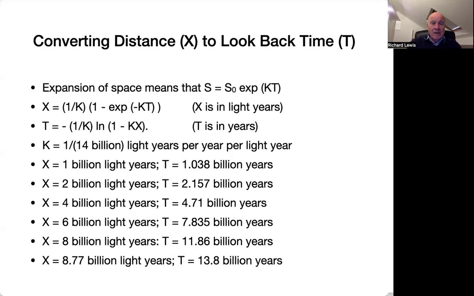And in a previous talk, I've calculated from the expansion formula the way of converting between the distance x and the look back time t, and those formulae are shown on the page. But what it means is that for distances of 1 billion, 2 billion, it doesn't make much difference. 2 billion light years, look back time 2.17 billion years. But as you go further out, and as you get to the event horizon at 8.77 billion light years, the look back time for that is actually 13.8 billion years.